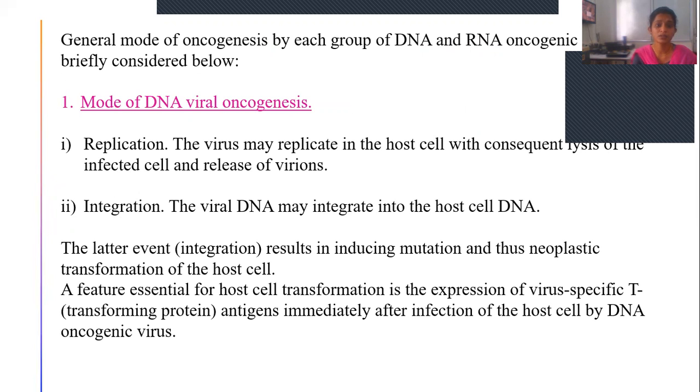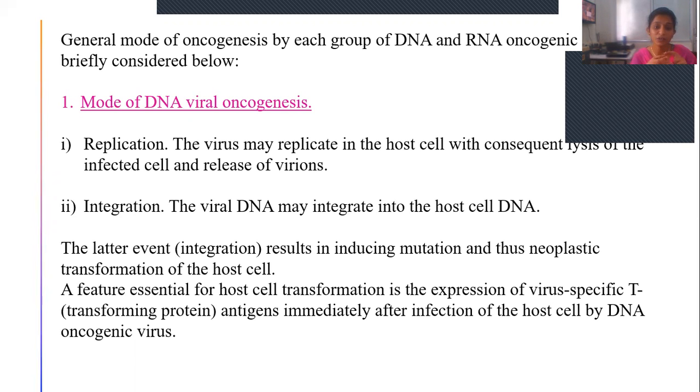The mode of oncogenesis of either DNA or RNA oncogenic viruses follows two different pathways. We'll be discussing both in detail. First is the mode of DNA viral oncogenesis, that is, how does a DNA oncogenic virus cause tumors? The first step is replication: the virus replicates in the host cell, then it undergoes lysis, breakdown, and releases its virions. Second is integration.